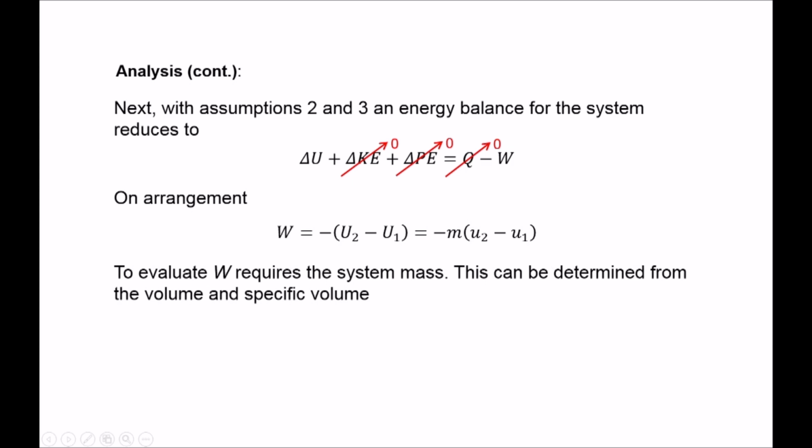To evaluate the work W requires determining the mass m. This can be determined from the volume of the tank and the specific volume. m equals capital V divided by small v sub 1, and substituting the numerical values we get m equals 0.373 pounds.